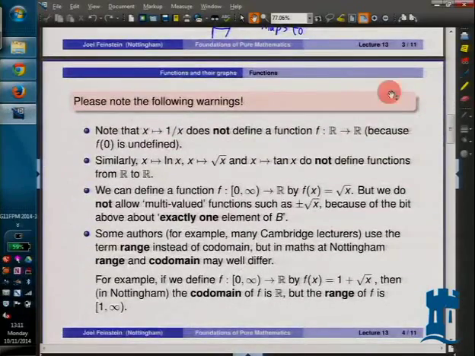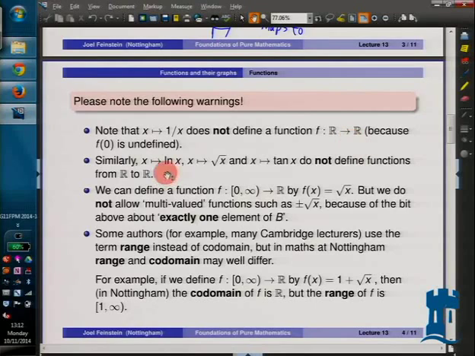Here are some warnings. Okay, so first of all, this is the maps to symbol again. x maps to 1 over x is a perfectly good rule as long as you're not dividing by 0. Okay? So it doesn't define a function from R to R. This doesn't count as a function from R to R using this rule, or at least it's not enough, because it's not defined at 0. You'd have to define it separately. If you wanted to use this to make a function, you could only use this when x was not 0, and then you'd have to say separately what you wanted 0 to do. So that doesn't give you a function from R to R.